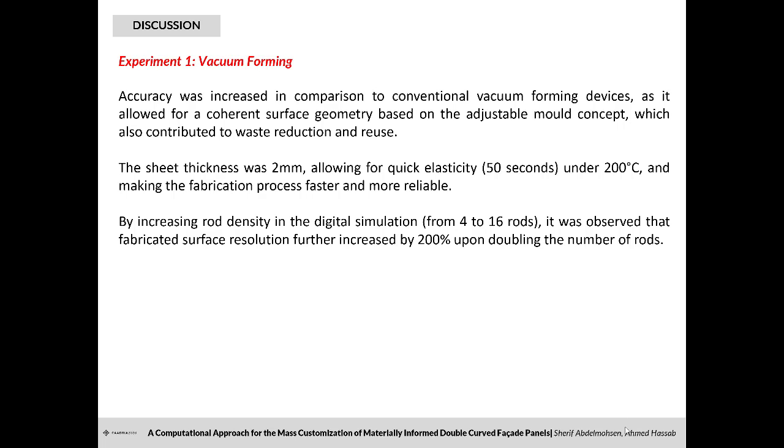For the vacuum forming experiment, the implemented device increased the accuracy of the total double curve geometry in comparison to conventional vacuum forming devices. Also, based on a preliminary comparison of different thicknesses, the thickness of the sheets used here was 2 millimeters, which allowed for quick elasticity of 50 seconds under 200 degrees Celsius, allowing a faster and more reliable fabrication process.